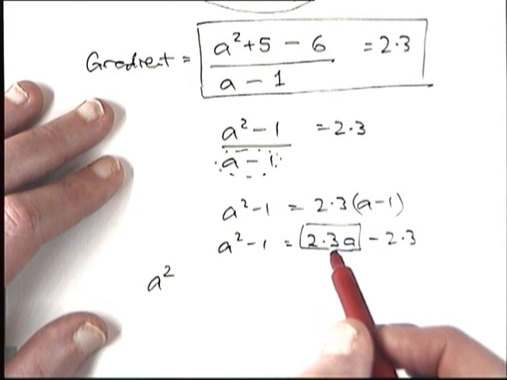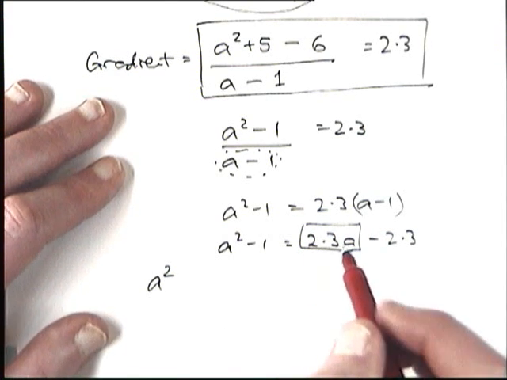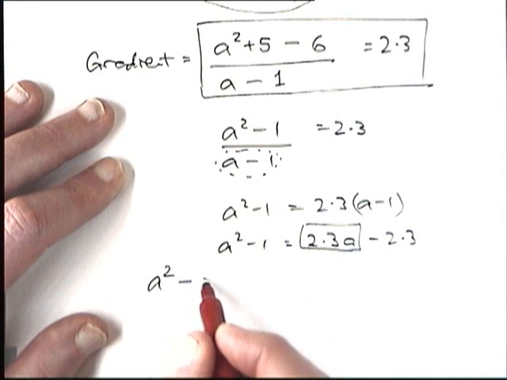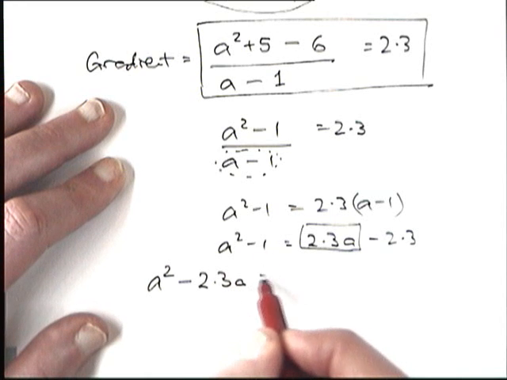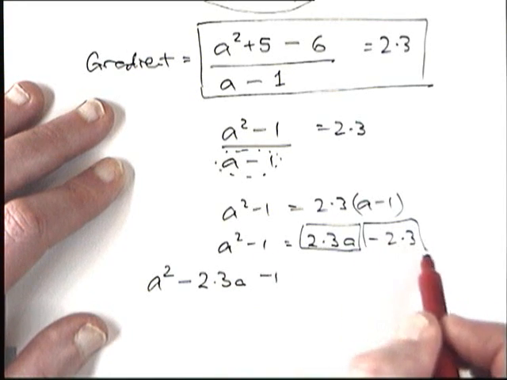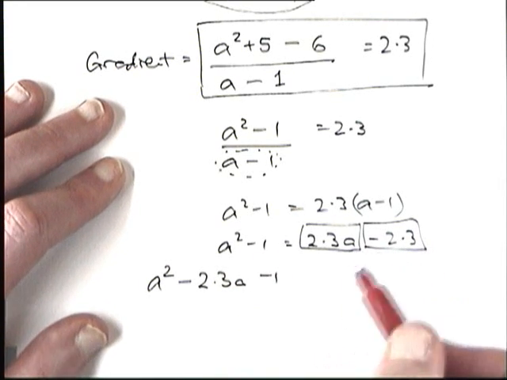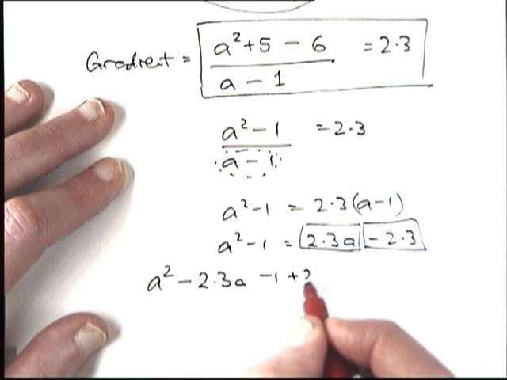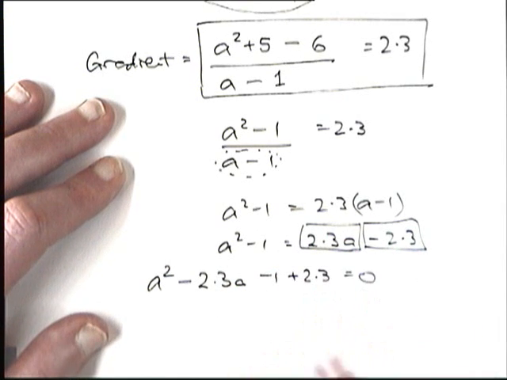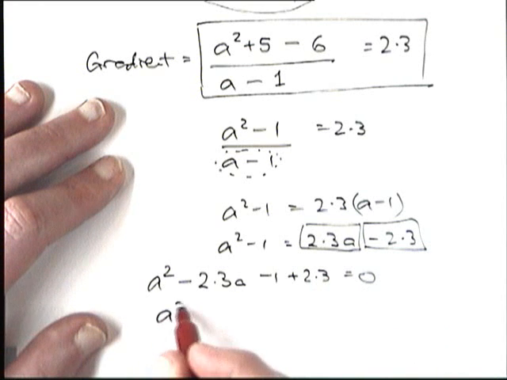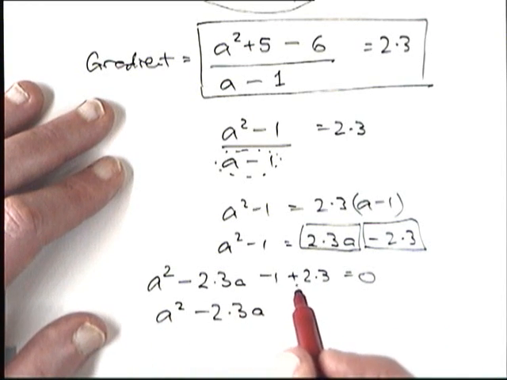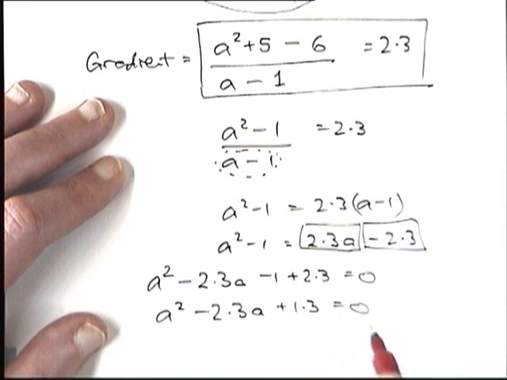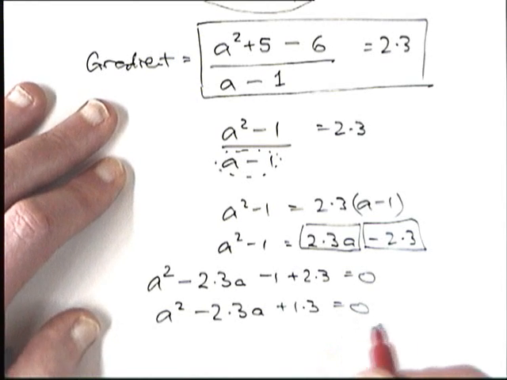It's a plus 2.3a here. So on the other side of the equals, it will be a minus 2.3a. I'm going to keep that minus 1 where it is. And I'm going to shift this minus 2.3. When it comes to the other side, it becomes a plus 2.3. And that now equals 0. So I've got a squared minus 2.3a, and minus 1 plus 2.3 is plus 1.3. So I've got this quadratic equation.